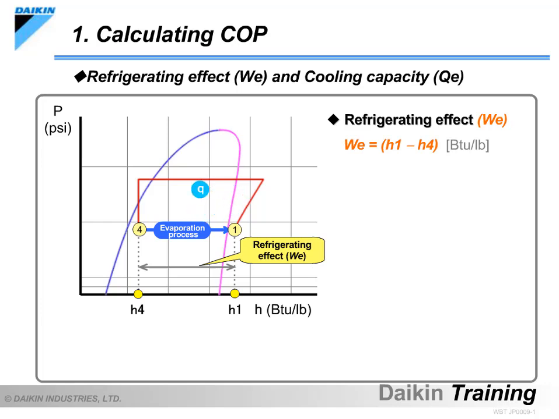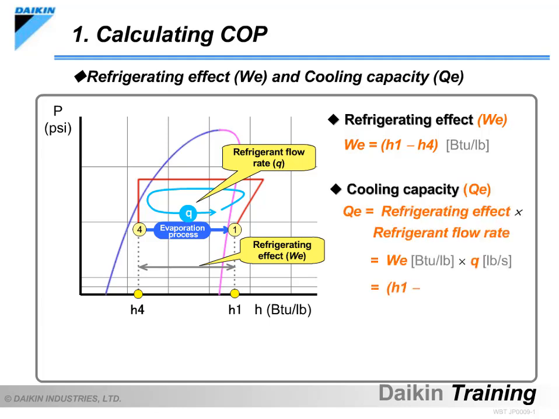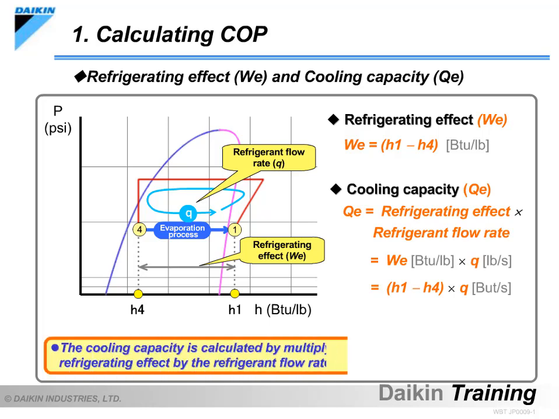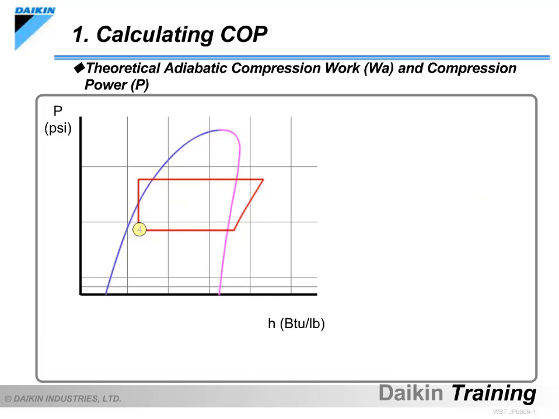The volume of refrigerant flow within the cycle is referred to as the refrigerant flow rate and expressed in volume per unit of time. And the cooling capacity can be calculated by multiplying the refrigerating effect by the refrigerant flow rate. Now I would like to explain how to calculate the energy consumed by the compressor.